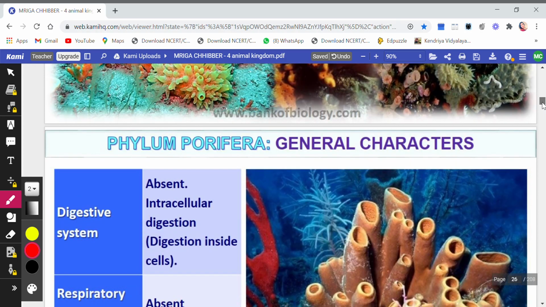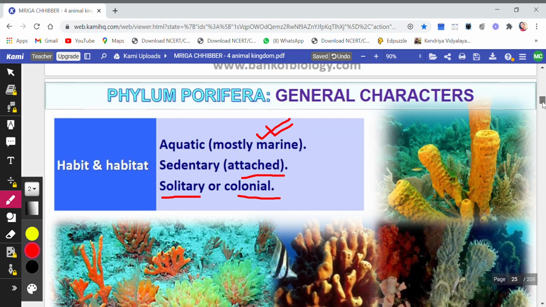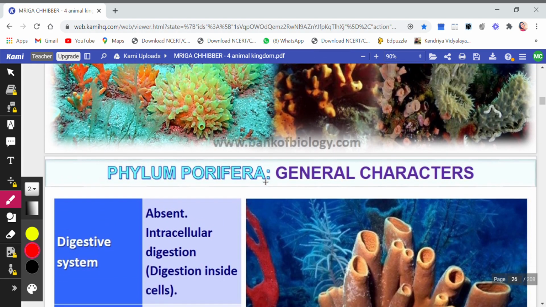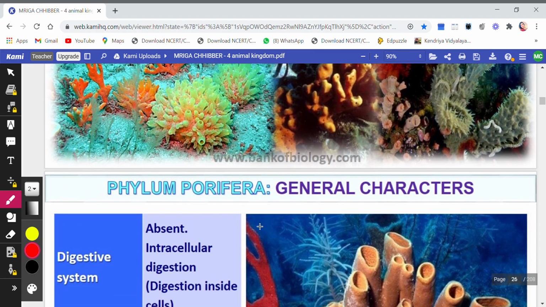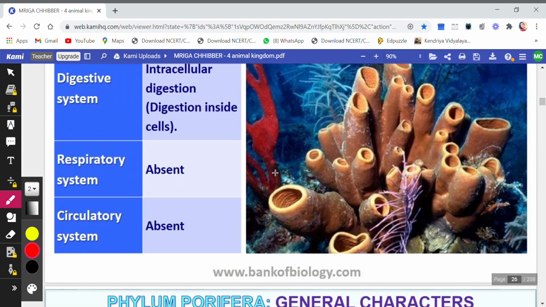Next we come to, after habit and habitat, this is what I want to show you here, the digestive system. Now what kind of digestive system do they have?